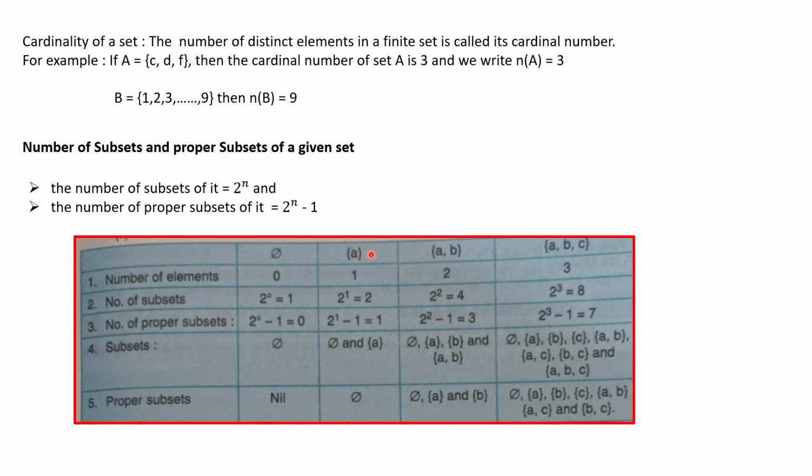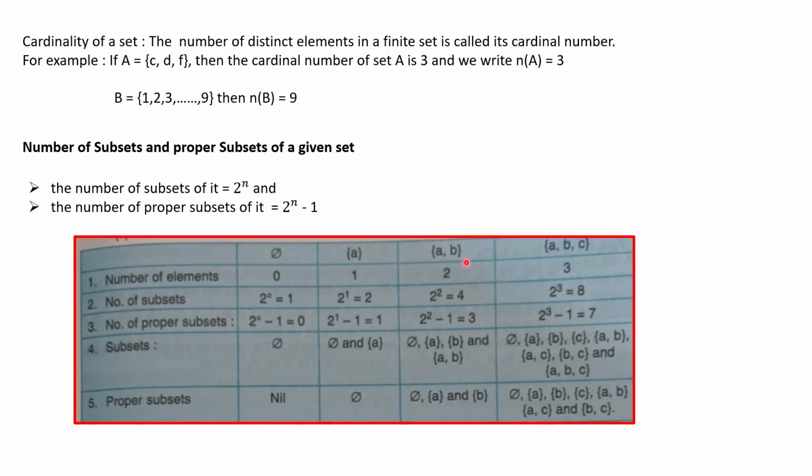Now next, see the number of elements, here it is 1. So the number of subsets will be 2. Proper subset will be 1. Then what are the subsets? Phi and A. Now see, phi is a member of all the sets. So phi you have to include. And when you say proper subset, you should not include the whole member from the given set. So A will not be included, so it has only one proper subset.